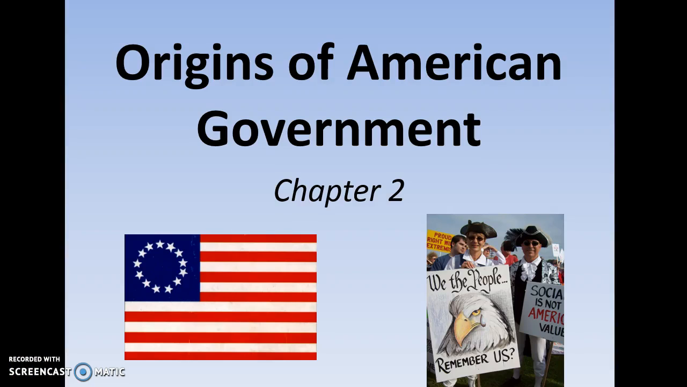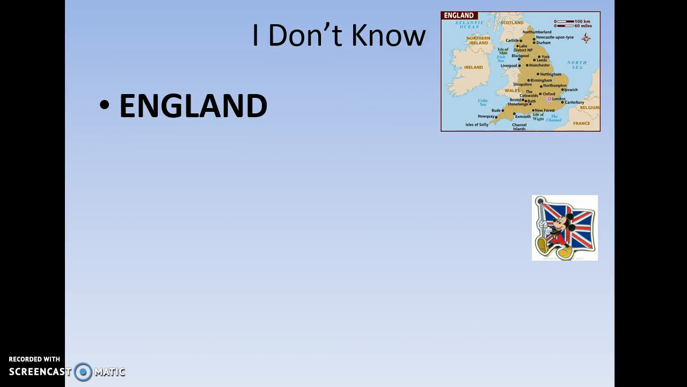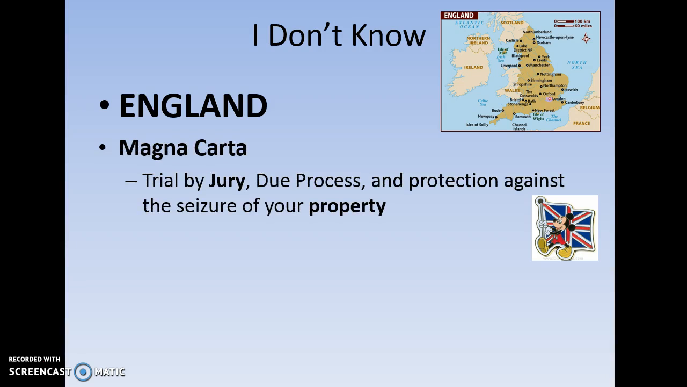All right, Chapter 2, Government class. We're going to talk about the origins of American government. Now, where did the first American settlers get their ideas about government from? Well, the first settlers were colonists from which country? England. So a lot of the initial ideas for government come from England.